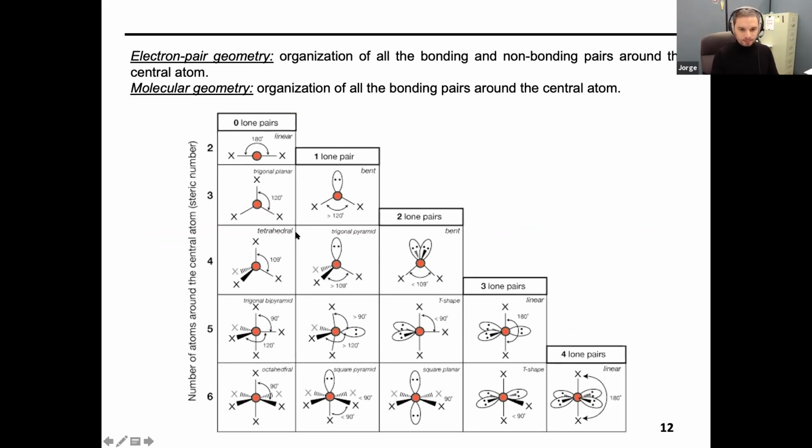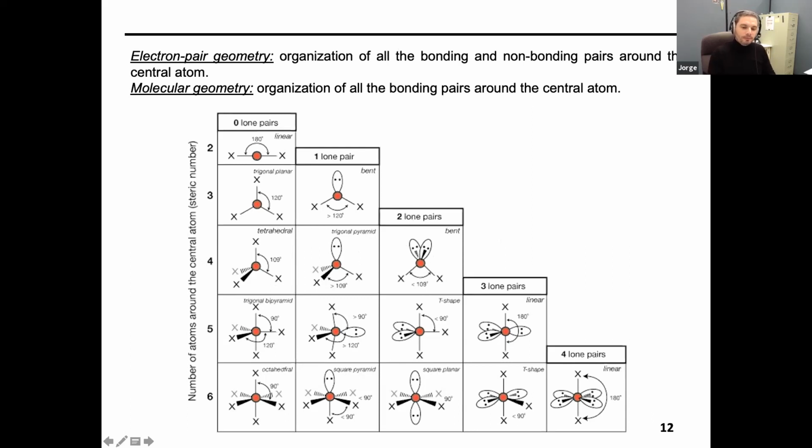For water, we had steric number equals 4 and 2 lone pairs. Therefore, the molecular geometry is called bent or also V-shaped. And here the angle between the two hydrogens is around 109 degrees, which is the same angle between the OH bond and the lone pairs.